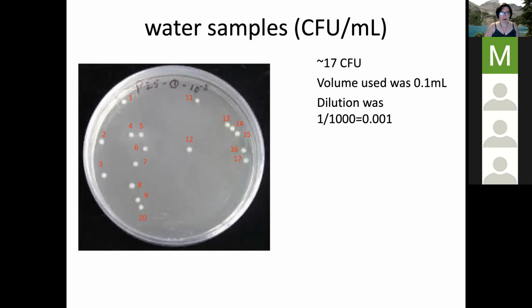So before I walk through the math, I want to see if you can guesstimate your way to figure out what the original water concentration was in terms of microbes. How much microbe content was there in this water per milliliter if we get 17 after using a fraction of a milliliter and diluting it 1,000-fold? What do you think would be the answer?